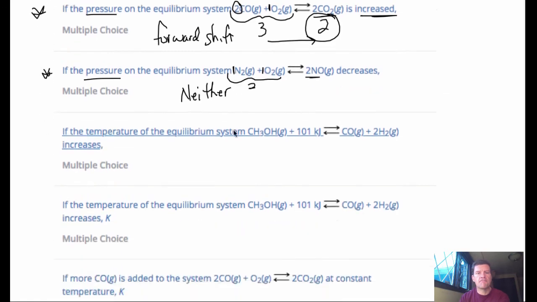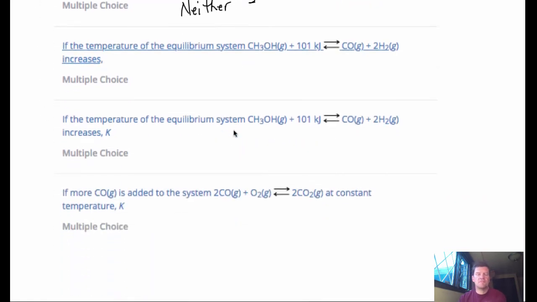Okay? Now, what about temperature? Temperature, you have to think of temperature like a product or a reactant. And it's going to be given to you that way. So look at this reaction here. Here we have this reactant plus energy. That number right there is your energy or your heat. And over here we got our products. This energy is like a reactant. It's coming into the reaction in order for it to produce those 2 products.